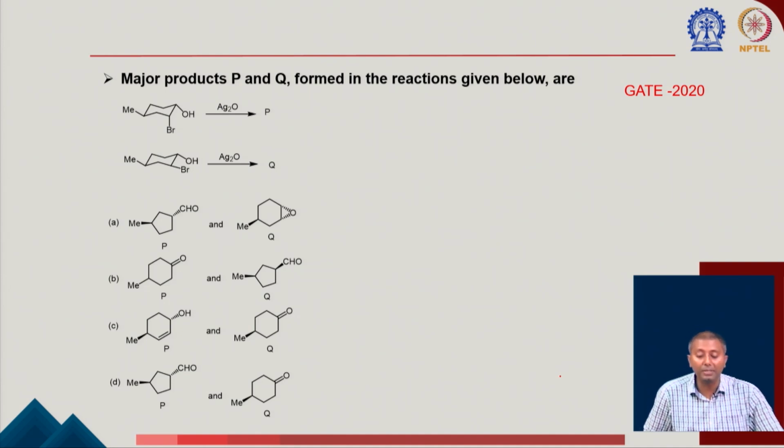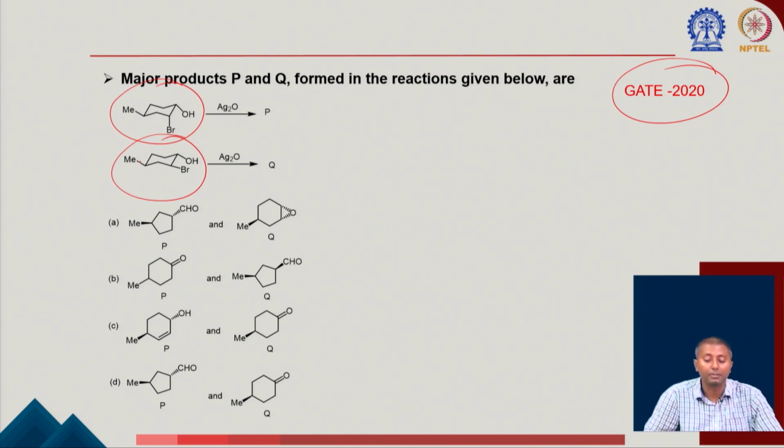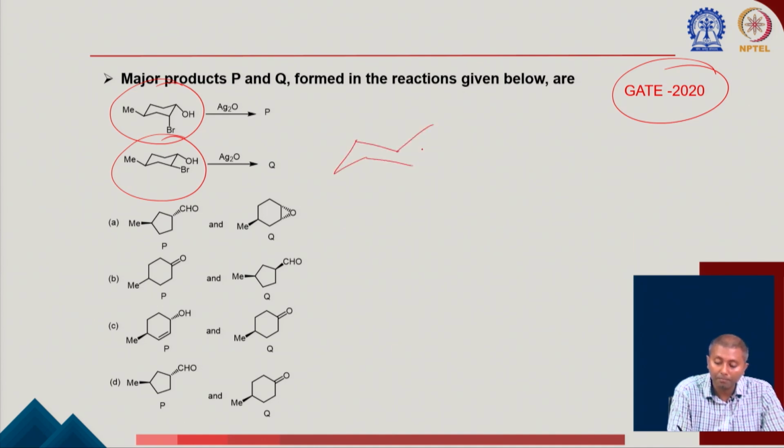What is the major product P and Q from the reaction given below? Again, this came in the GATE exam. So what is happening here? We have given two different compounds here, and you are treating with the corresponding silver oxide. So now we try to learn about this chemistry. What is happening here? So you have this methyl in the equatorial position, bromine in the axial position, and now if you treat with silver, what is going to happen?